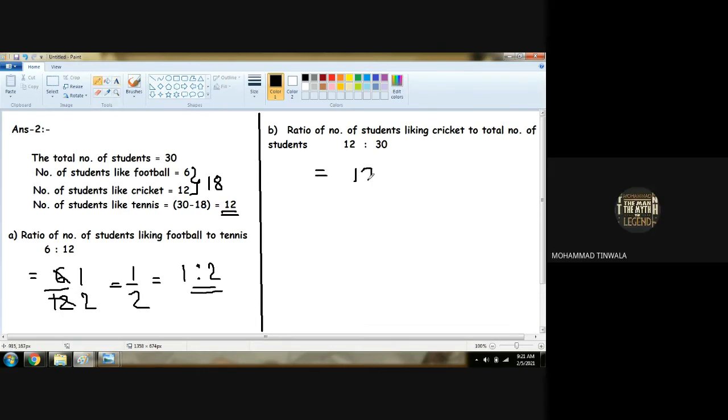So can I write 12 upon 30 here? Yes, sir. 2 sixes are 12, 2 fifteens are 30. Now 3 twos are 6, 3 fives are 15. So we got 2 upon 5. So can we write 2 is to 5 here?